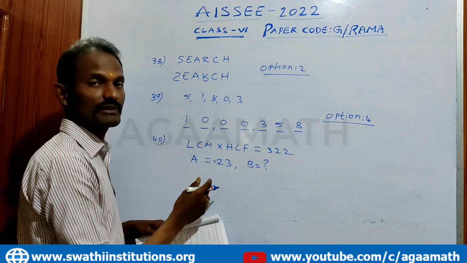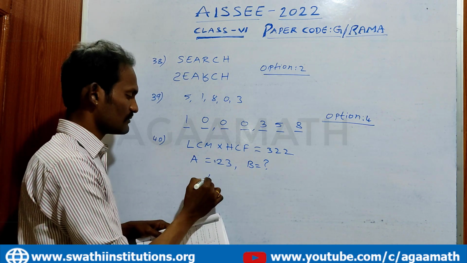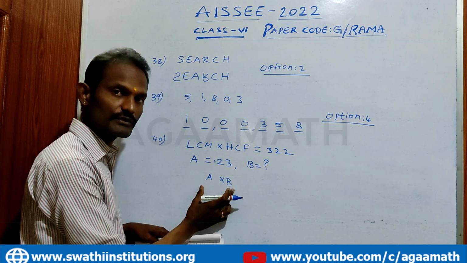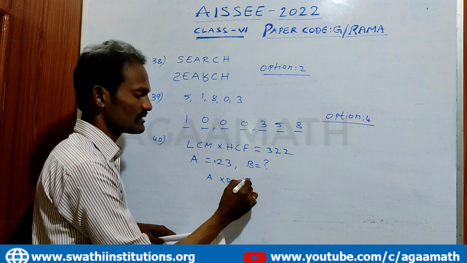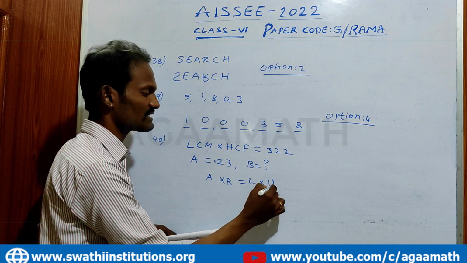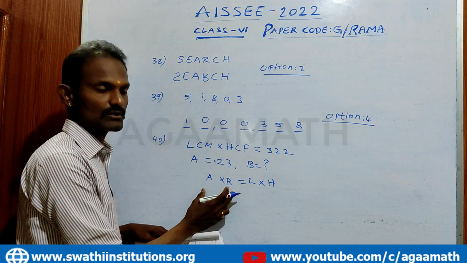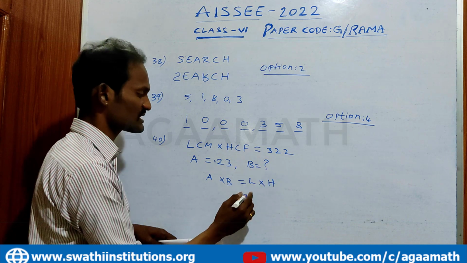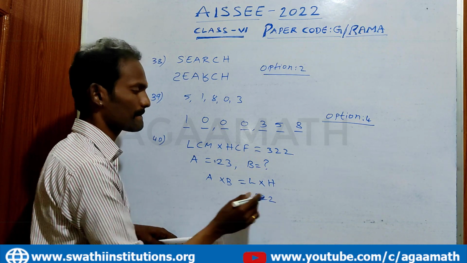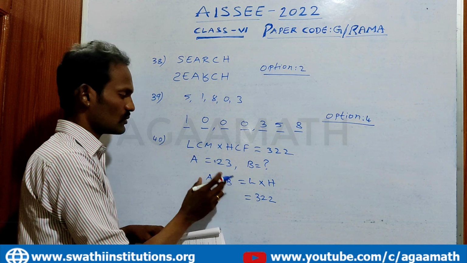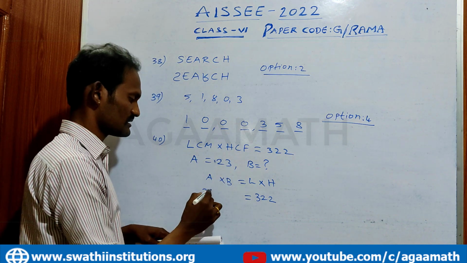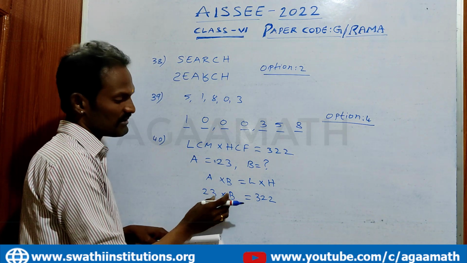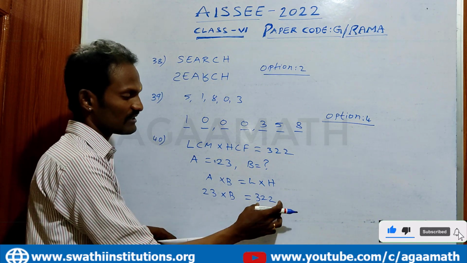In the relation between the two numbers and LCM and HCF, we have A times B, that means the product of two numbers, equals the product of LCM and HCF. The product of LCM and HCF is given, that is 322. Among these two numbers, one is 23. So that is 23 times B. So what should be multiplied to 23 to get 322?